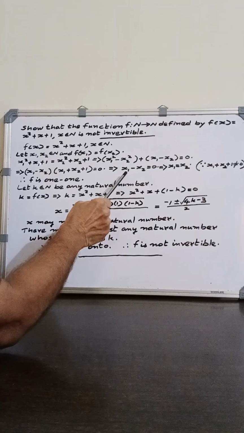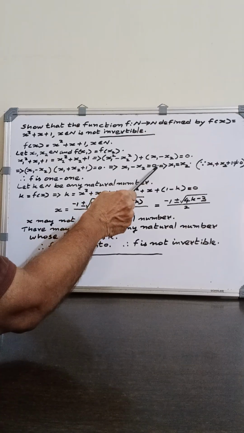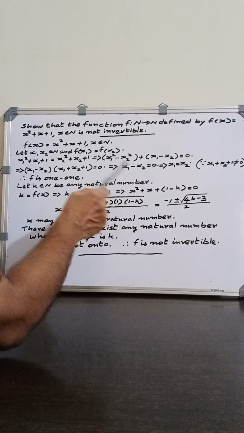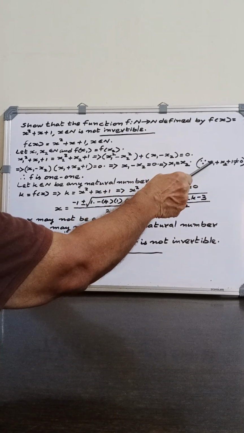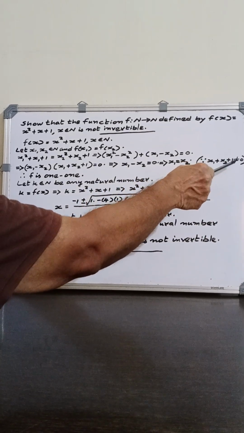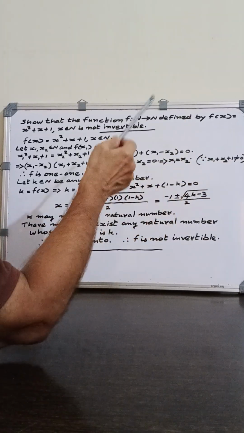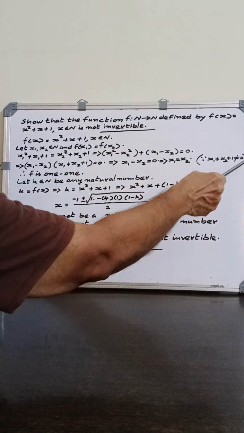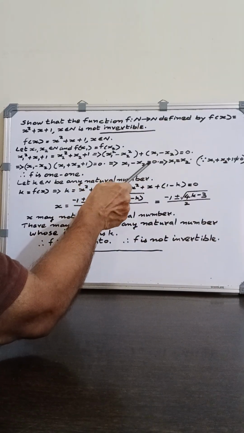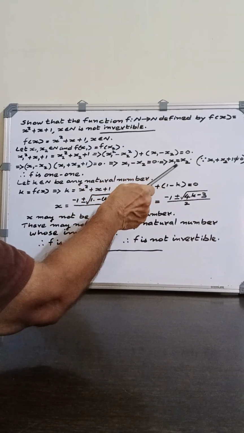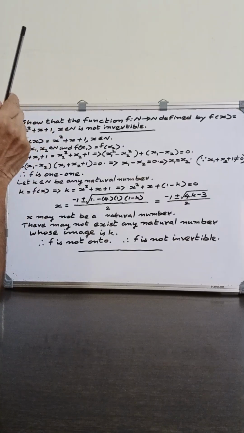That is, x1 minus x2 equals 0, so we can take x1 equals x2. The second term, x1 plus x2 plus 1, is not equal to 0, therefore we are not considering that term. Only taking x1 minus x2 equals 0, from that, x1 equals x2.